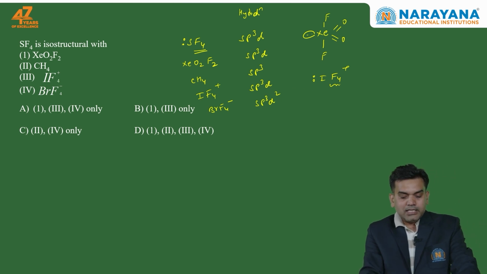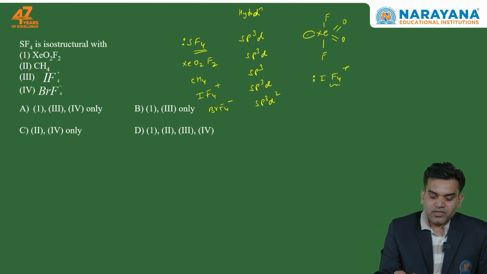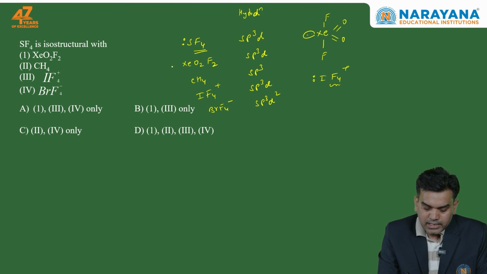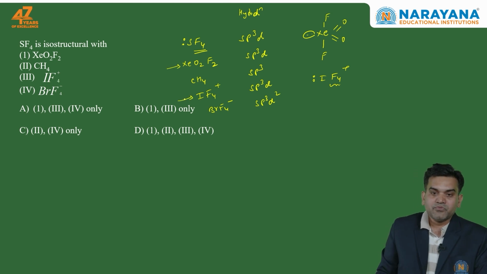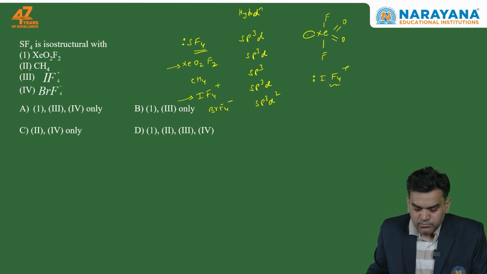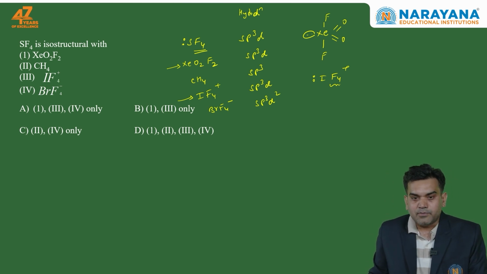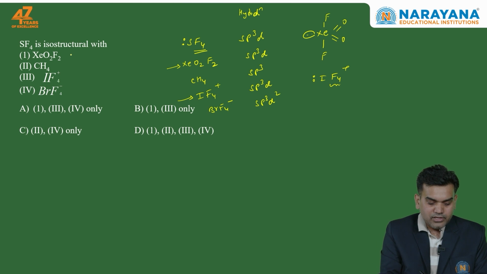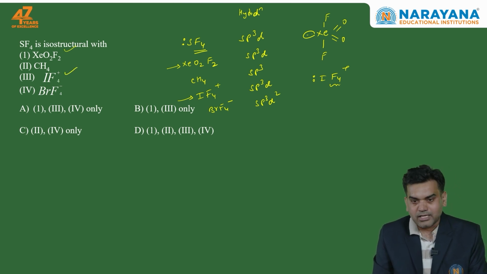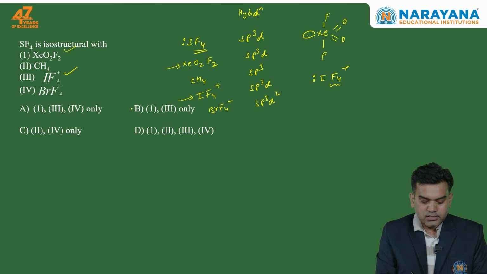So I can clearly see that the isostructural species having the same structure as SF4 are XeO2F2 and IF4 positive. CH4 has a different hybridization and shape, and BrF4 negative also has a different hybridization and shape. So I can say the first and third, these two, have the same structure as SF4. So the answer should be option B.